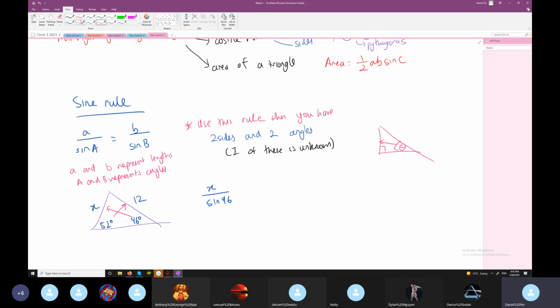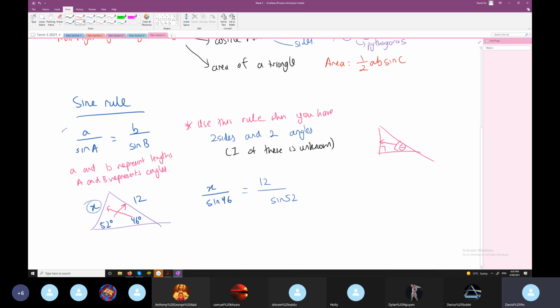So here we're going to do the same thing. We're saying that x over sine 46, which is the opposite side with the opposite angle, equals the other opposite side with its opposite angle. So we've got 12 with sine 52. By drawing these lines, it's pretty obvious to see which one pairs up with which. So we've got x over sine 46, this side over sine 46, equals 12 over sine 52. All we're doing here is matching the opposite side with the opposite angle.